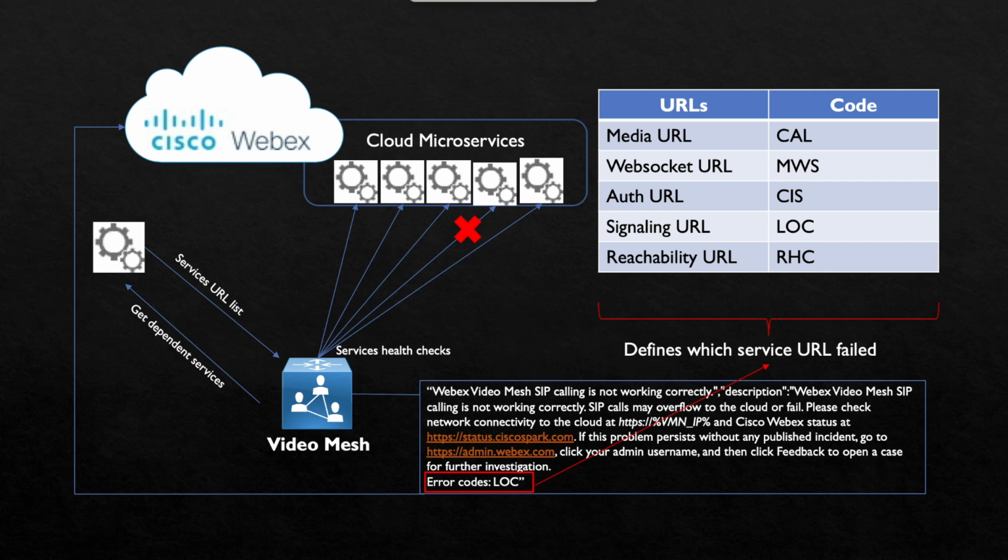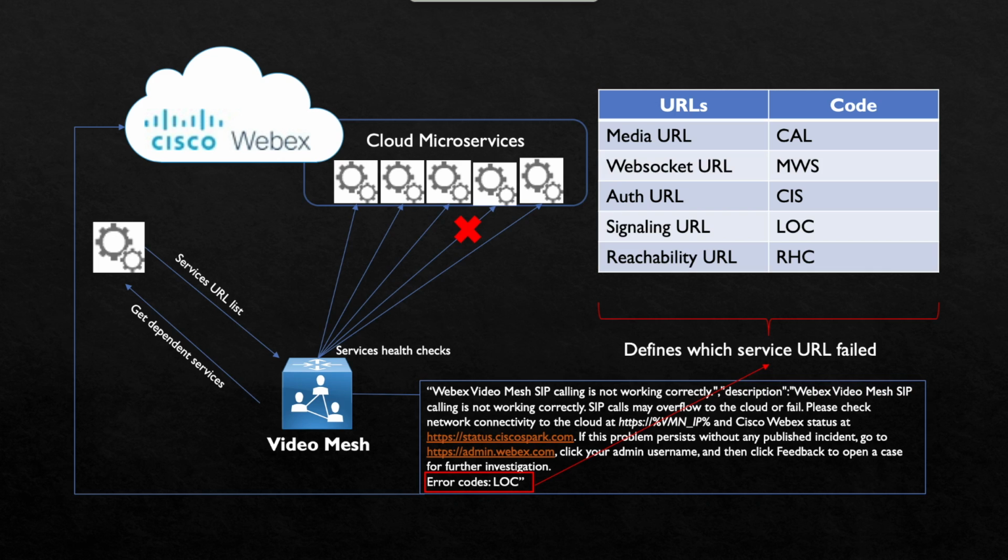Now, alarm notifications allow additional information to be viewed, which are related to error messages such as error codes. And one such error code relates to microservices that continuously run in the background on the video mesh node. So, a quick note about these microservices. There are 5 different microservices that run, and there's a URL built into the video mesh nodes.